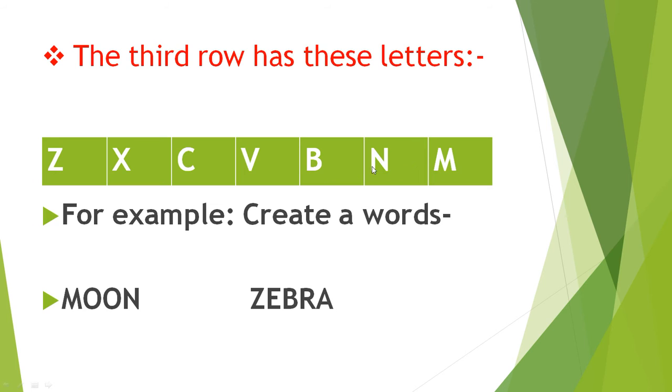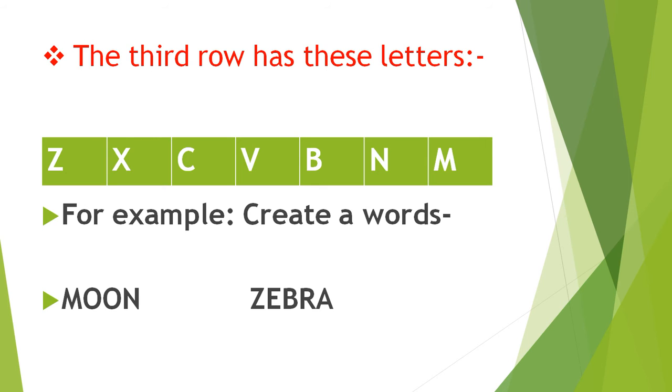Okay. Next, the third row has these letters: Z, X, C, V, B, N, M. This is the third row of letters on the keyboard. For example, use the third row to create words. Moon, it shines in the night. Second, zebra, an animal with stripes.